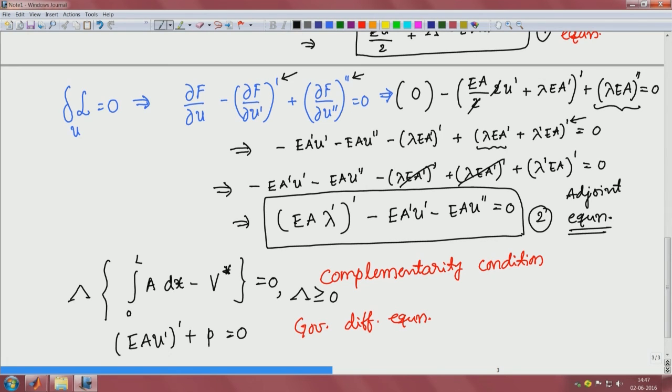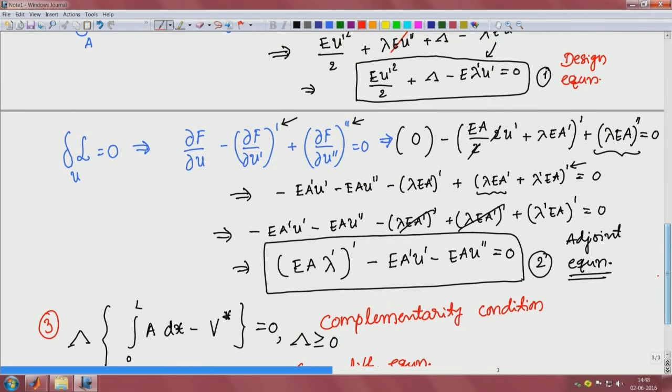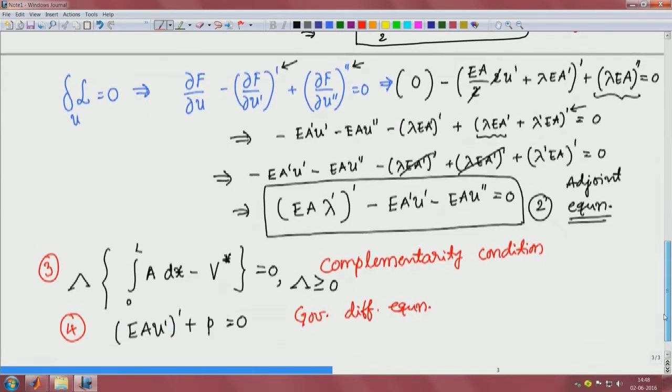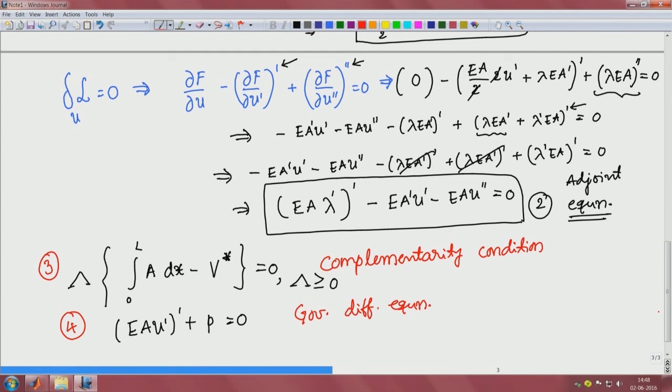If I call this equation third and this equation 4, we can solve this problem because we have 4 unknowns, that is a of x, u of x, lambda of x and the capital lambda. We have the differential equations: equation 1, equation 2, equation 3 and equation 4. We will take a break now, then come back to the solution of these equations in the next part.